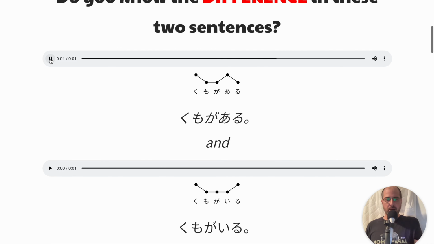雲がある、 And 雲がいる、 And just by saying the aru and iru, we can know what we're talking about.